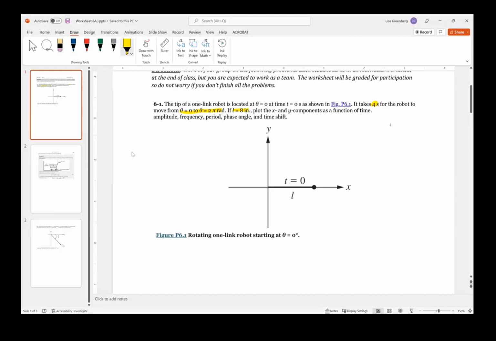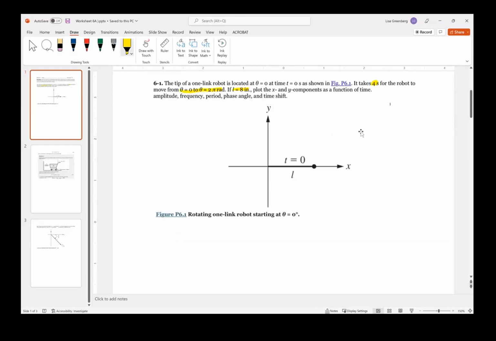Okay, so let's first talk about what all the pieces are, and then we will graph it, or we could do it the other way. It doesn't really matter. But let's just write down what everything is. So we have amplitude. And amplitude is going to be that 8 inches, which is the length of that arm, right? And then we have, okay, so that's amplitude.